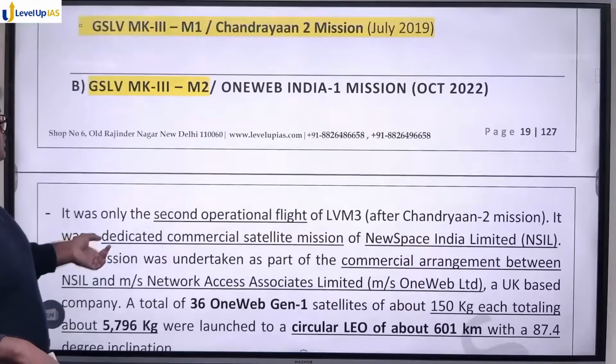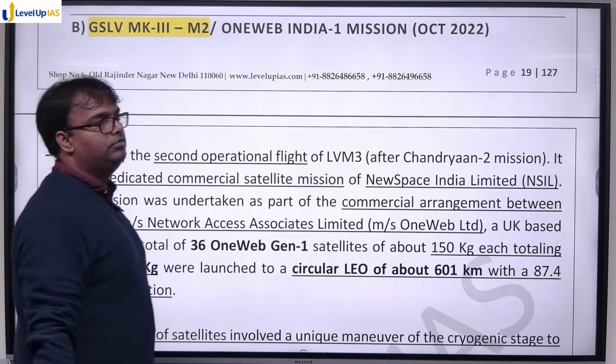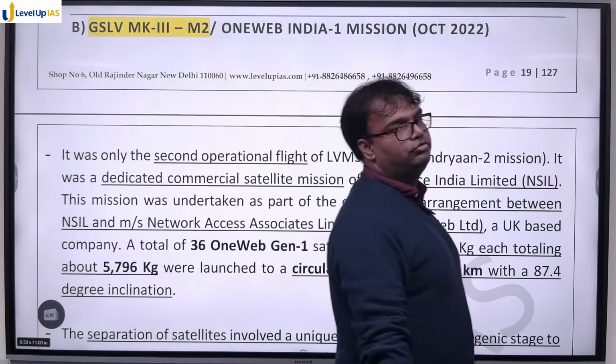Let's talk about the latest launch, GSLV Mark 3 M2 OneWeb India mission, which was launched in October 2022.